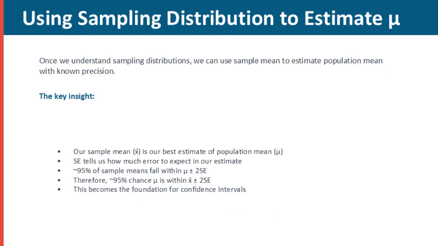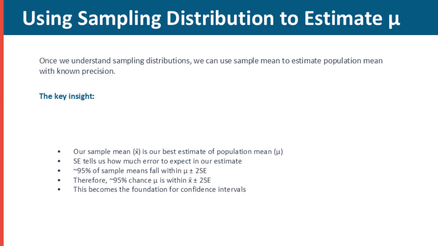Now, talking about estimating population mean. Now we kind of bring it all together. How do we use sampling distribution to estimate population parameters? Here is the logic. Our sample mean is our base estimate of the population mean. We actually, in reality, don't know the mu, which is the population mean. So we use our sample mean as our estimate.